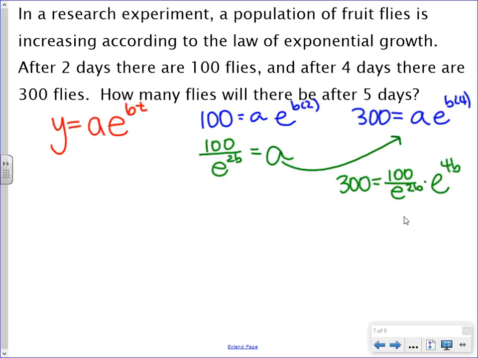There are two different e to the powers. I think we can combine them. So like 100 over e, but e to the 4b over e to the 2b can be simplified. What do we do with exponents when we are dividing? We subtract them. So this becomes 300 equals 100 e to the 4b minus 2b, which is 2b.